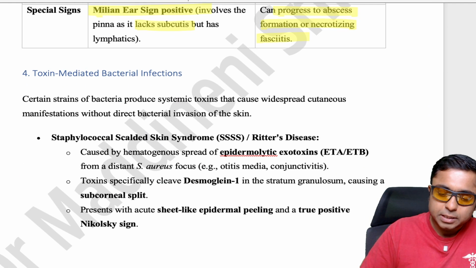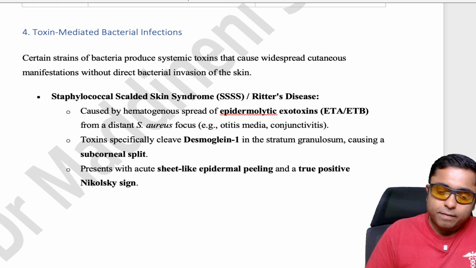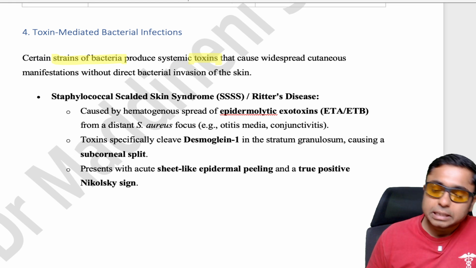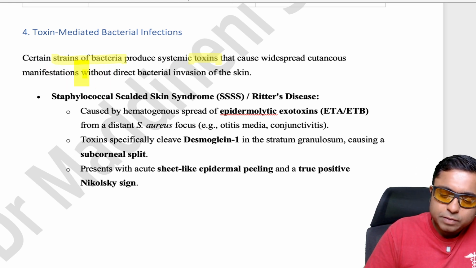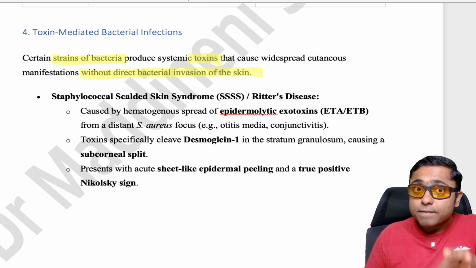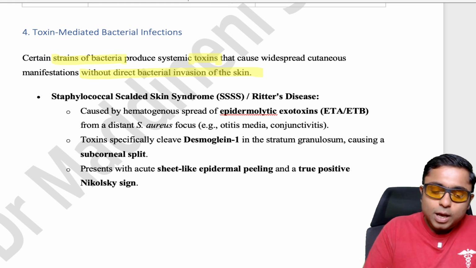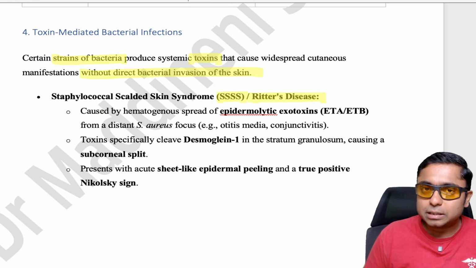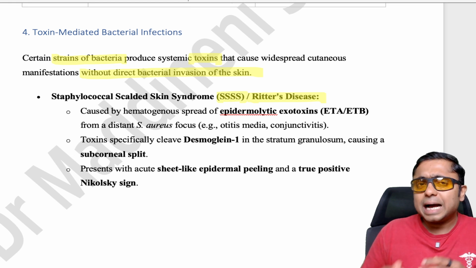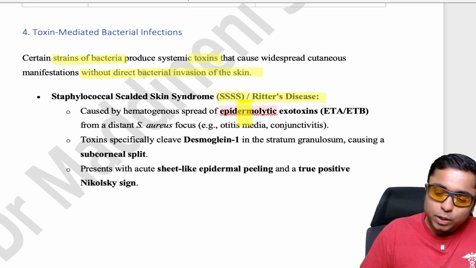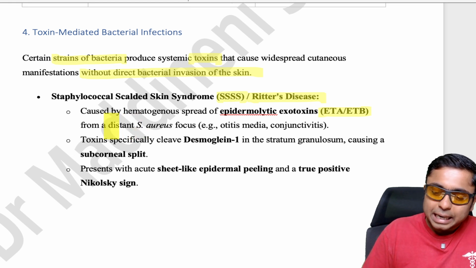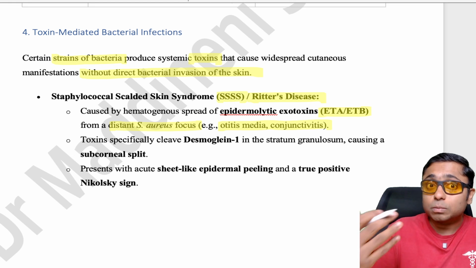There are ill-defined margins. Coming to the toxin-mediated infections, here certain strains of the bacteria produce certain systemic toxins that cause widespread cutaneous manifestation without any bacterial invasion of the skin. This is very interesting. So the first one we have to remember is staphylococcal scalded skin syndrome, which is also called Ritter's disease, which is just an extension of the concept of bullous impetigo, in which the epidermolytic toxin or exfoliative toxin A and B from a distant Staphylococcus aureus focus, which could be otitis media, conjunctivitis, and also bullous impetigo.